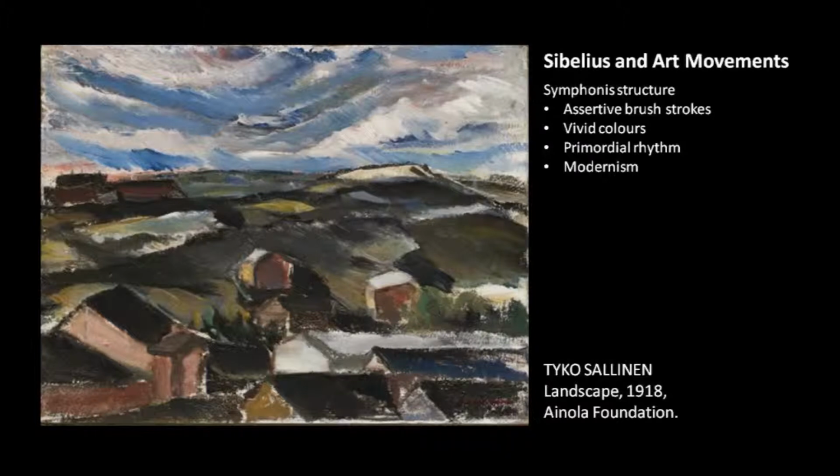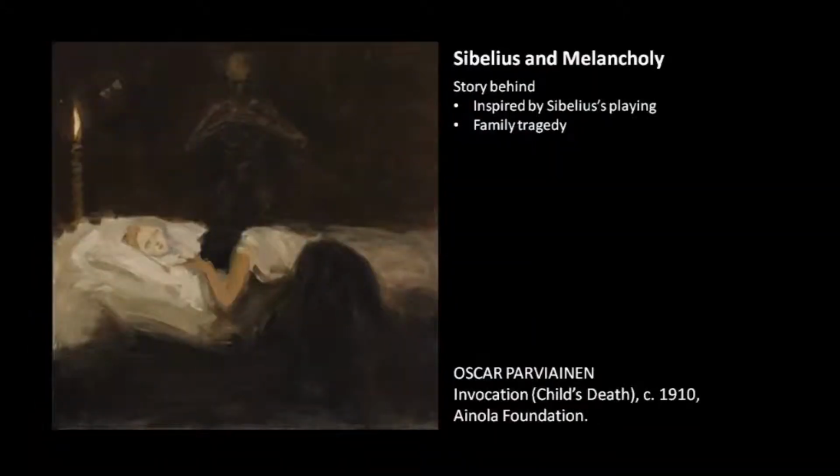Sibelius crossed the period from the late 19th century to the 20th century. That was exactly the period when modernism rose. In this painting, we can see the assertive brushstrokes, vivid colors, primordial rhythm. These are all parts of the symphonic structure and the representative characteristics of modernism. Because of the development of psychology and the discovery of the unconscious by Freud, melancholy was a popular theme at that time.